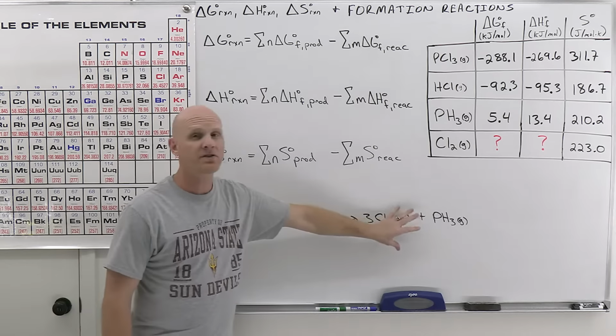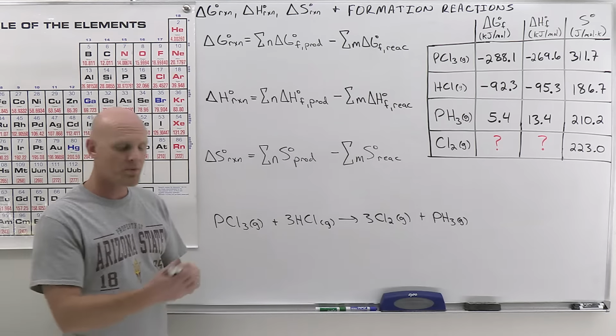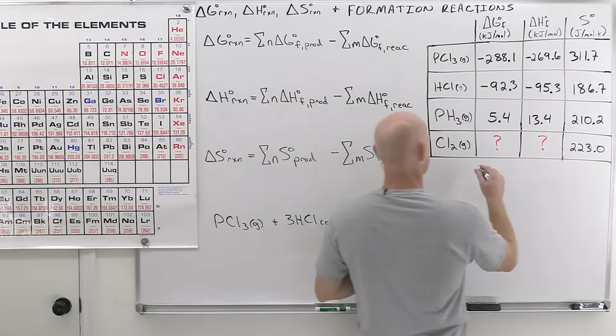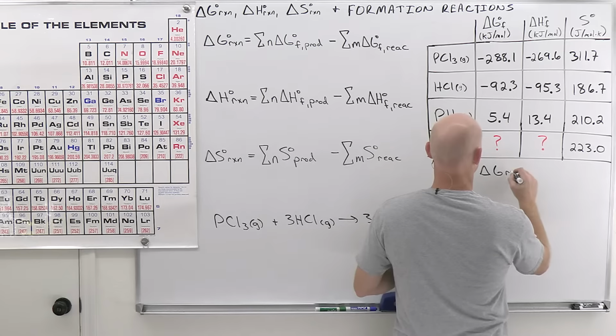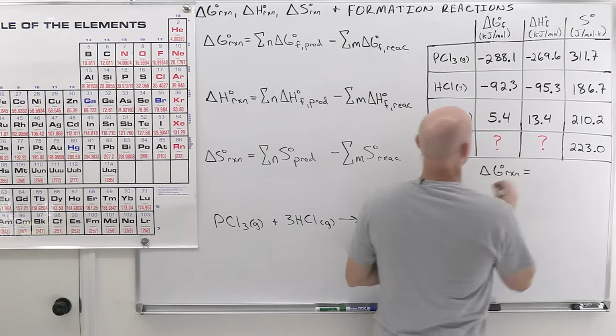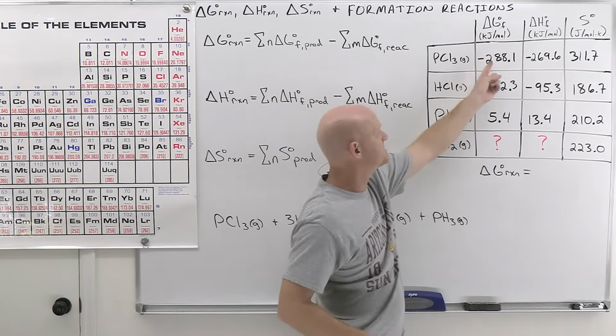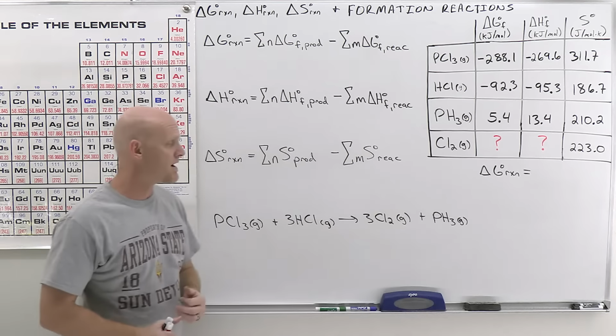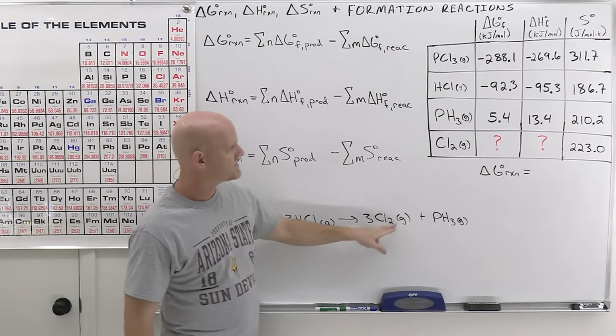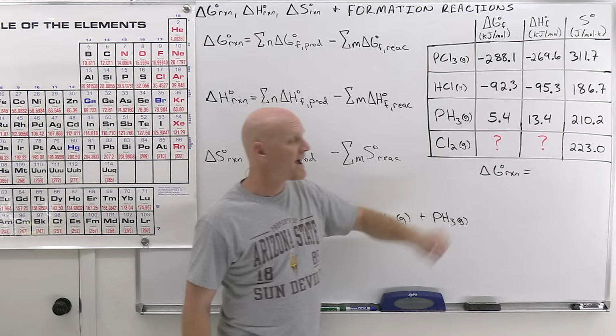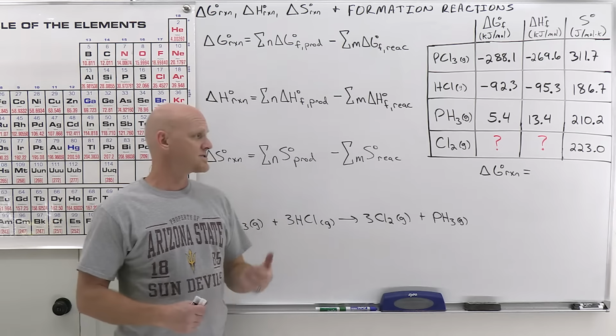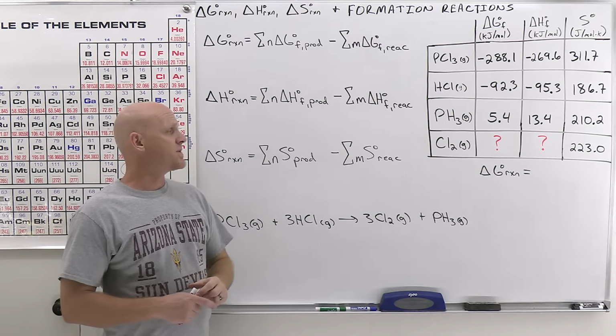And again, it's just going to be products minus reactants, and you just have to use the appropriate column. So if we first want to calculate delta G of the reaction, then we'll just use the column with the delta G's of formation. And again, it'll just be products minus reactants. But notice the delta G of formation for Cl2 gas here has not been provided. And we're going to fill in that box right there on your study guide.